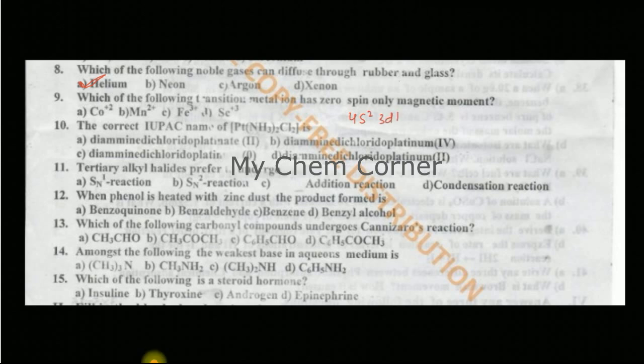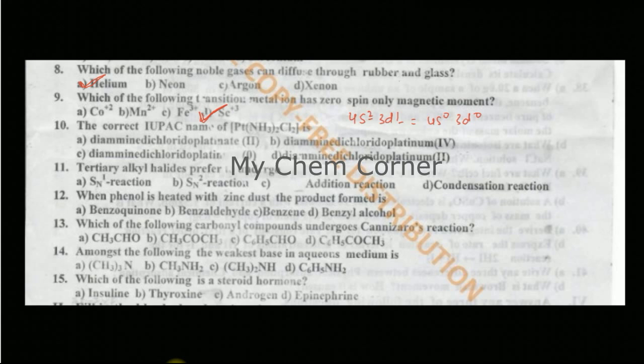This is just the valence orbital taken. Now in this, if I want to form a 3+ charge, 2 electrons from here, 1 from here, therefore it will make it 4s0 3d0. Do I have any unpaired electrons here? No. Therefore the spin-only magnetic moment will be 0. So this is going to be the answer.